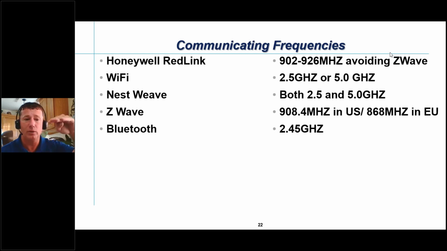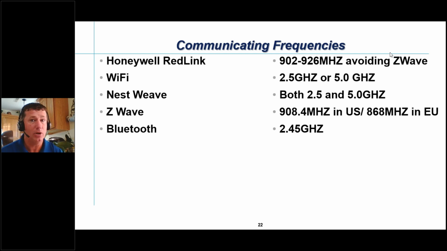So the lower the frequency, the further we can allow that sine wave to travel. The higher the frequency, the shorter it's going to travel. So yes, a 500 gigahertz signal can hold more information, but it can't travel very far. A lot of times it won't even get to the edges of the house.